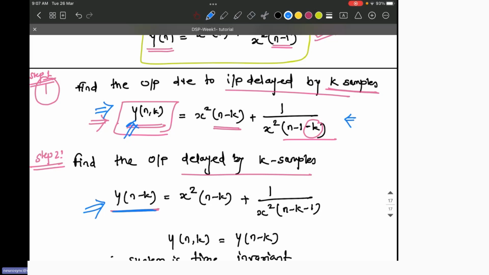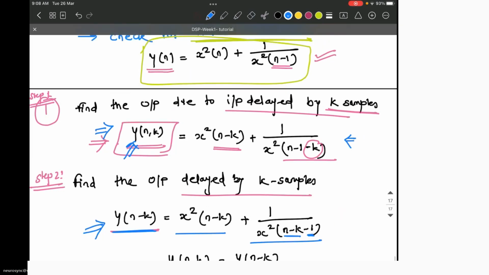So to find this, how to write this expression? x square(n minus k) plus 1 by x square(n minus k minus 1). Okay. Now here first, instead of n, you need to write n minus k, and minus 1 will come later. That you need to remember. If you delay the input, you can say that k will come after this. Minus k comes here. Okay.